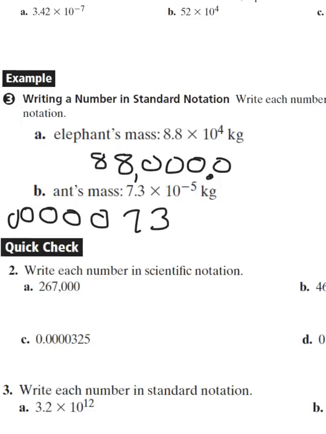So again, we can see here our decimal was right here between the 7 and the 3. I need to move it 5 spaces because that's my power, and I'm going to move it to the left. 1, 2, 3, 4, 5. So I'm going to place my decimal right there. So I have 0.000073. Go ahead and give it a try, the 2 quick checks below, and then don't forget to check your answers.